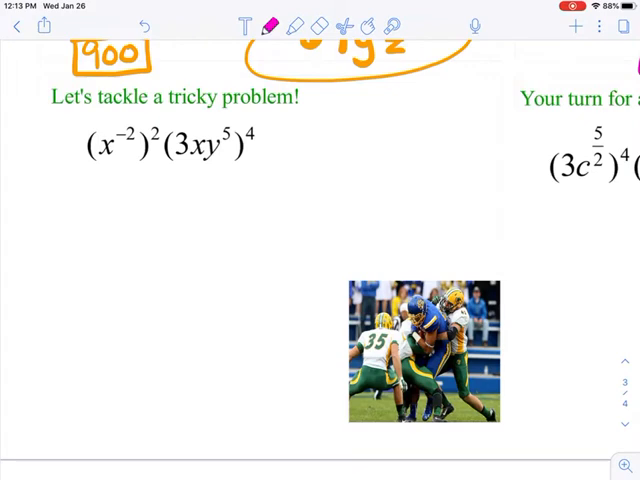But again, my first thought is always I want to take care of power to power stuff first. So if I'm looking here, the first thing I see is this x to the -2 raised to the second power. So power to power, I have to go ahead and multiply. Right, so I have to multiply that -2 times 2. So that gives me x to the -4th.